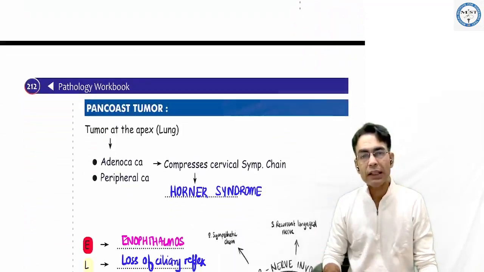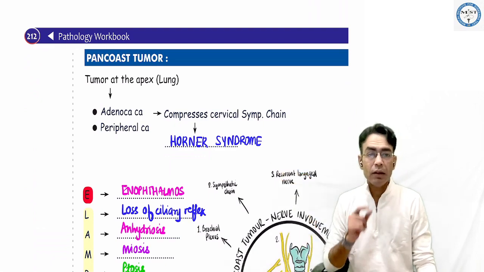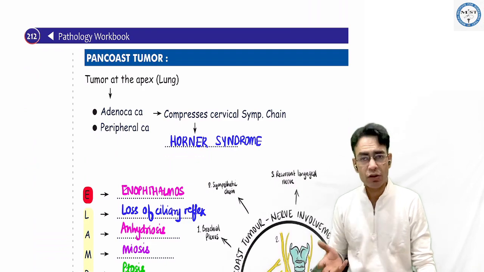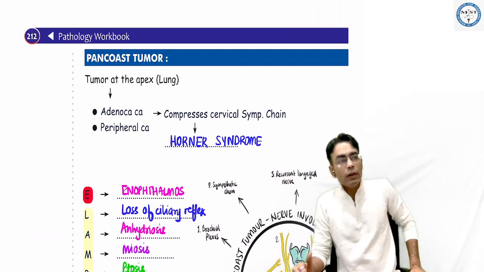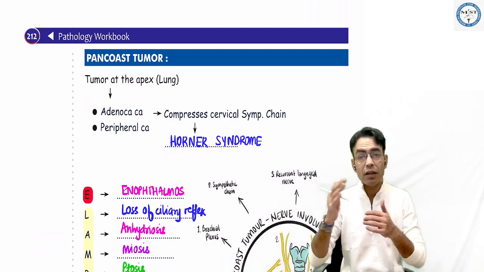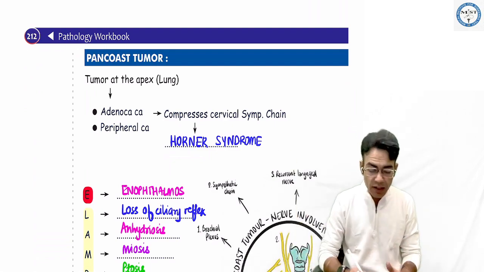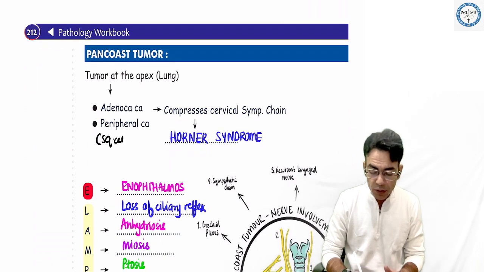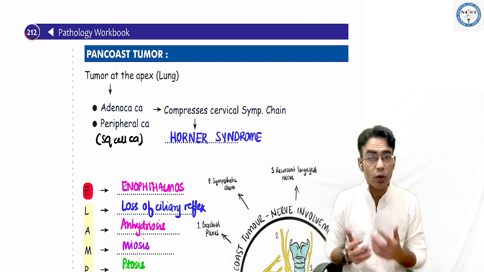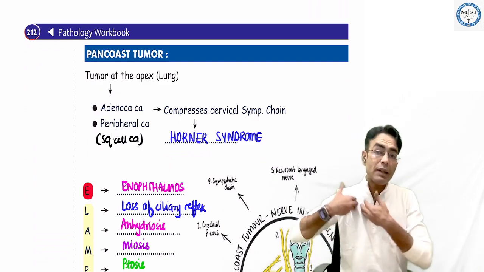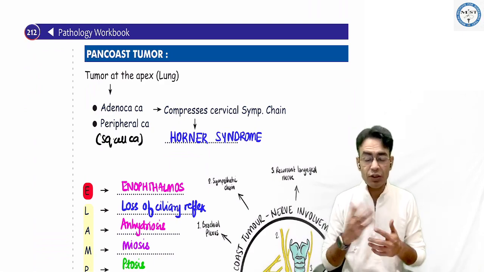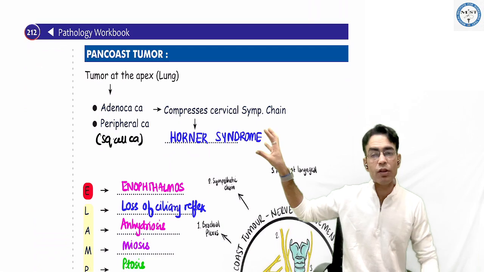ठीक है. After that, this came this time in the exam. The tumors of the apex. Pancoast tumor. It's adenocarcinoma or peripheral carcinoma also. So if you ask me what is the most common cancer located at the periphery causing the complication, this is squamous cell carcinoma only. So do not think that only adenocarcinoma is going to cause the Pancoast tumor. No. Most commonly, squamous cell carcinoma at the periphery of the lungs causes the Pancoast tumor and compresses the sympathetic chains, cervical sympathetic chains, and therefore it is called Horner syndrome.